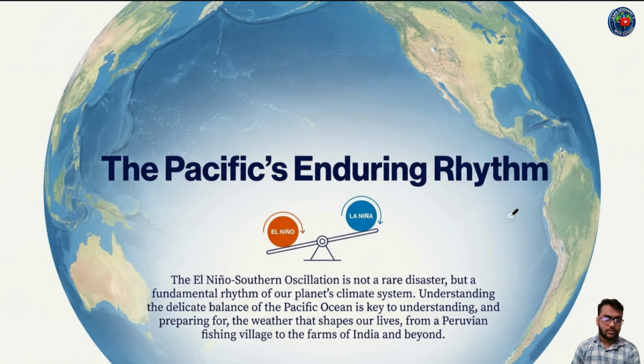The El Nino Southern Oscillation is not a rare disaster but a fundamental rhythm of our planet's climate system. Understanding the delicate balance of the Pacific Ocean is key to understanding and preparing for the weather that shapes our lives, from a Peruvian fishing village to the farms of India and beyond.